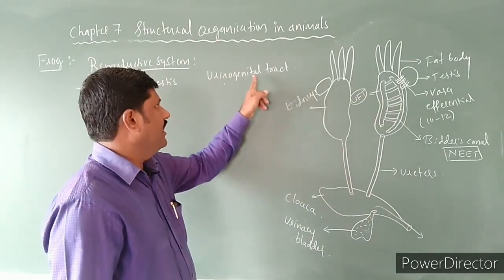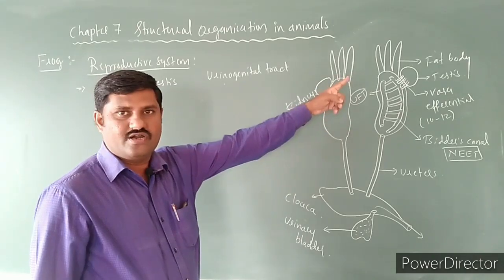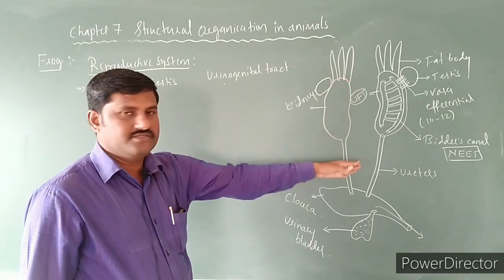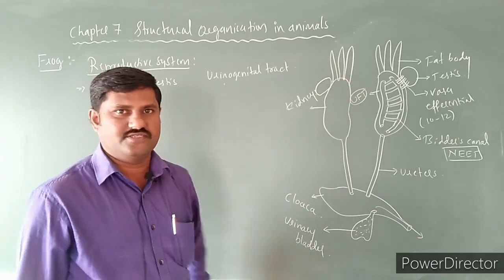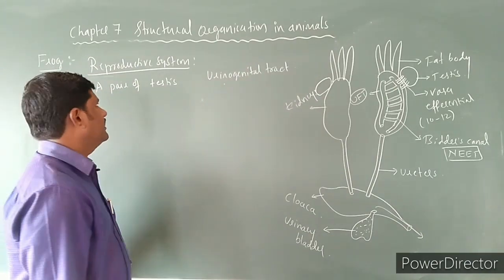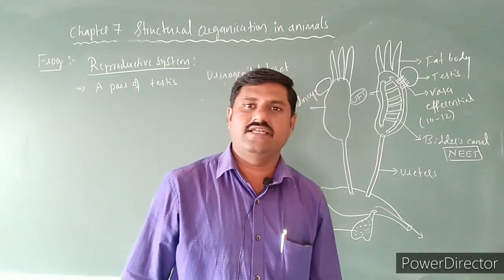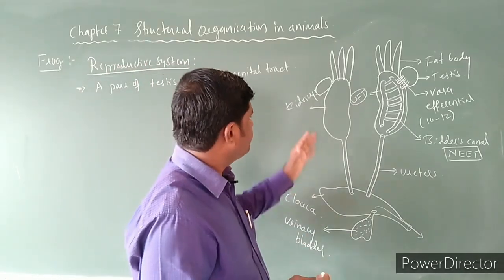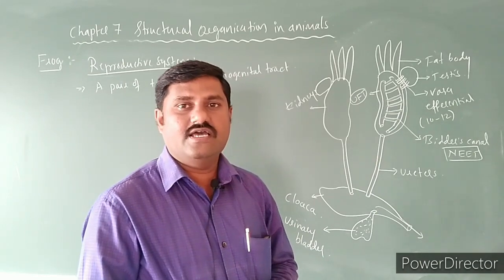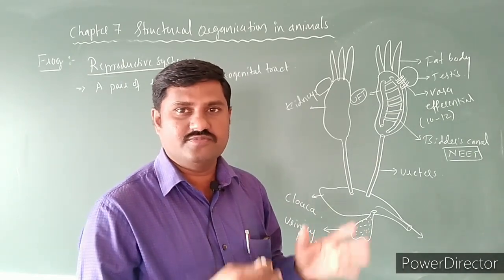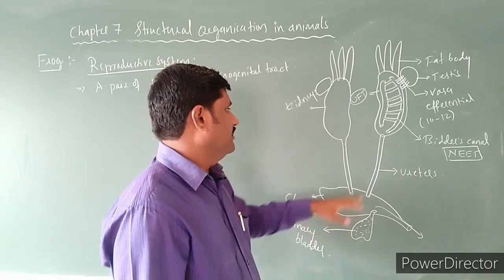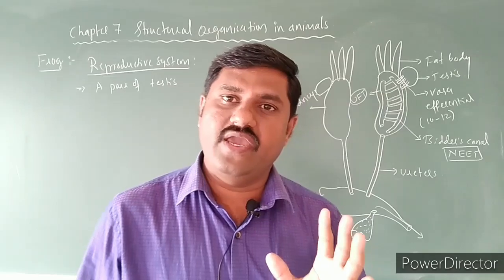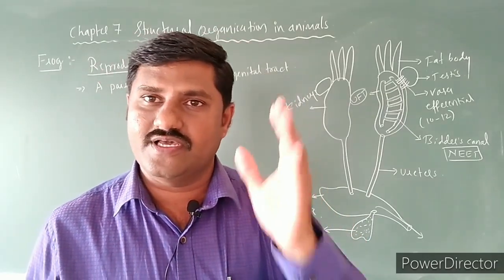Urino stands for urine, and genital stands for, so what? Genital organ, that is, the male sex organ, which produces the sperms, and the sperms are also passing through it. So this is how the urine as well as sperms are passed through this tract itself, right? So this is the male reproductive organ that we come across.